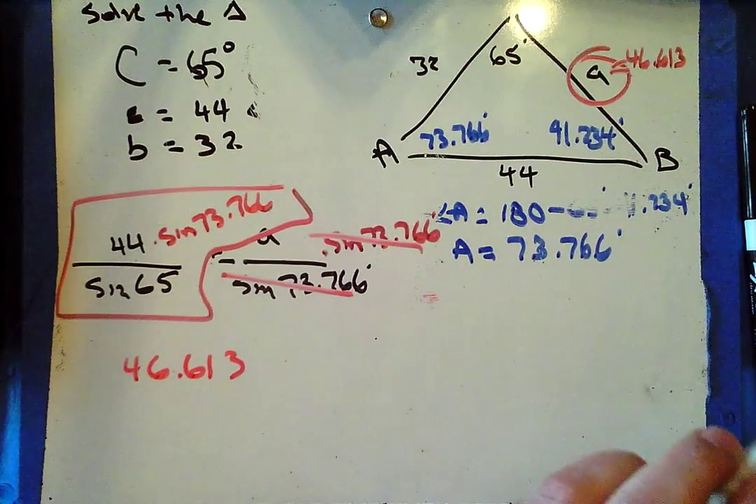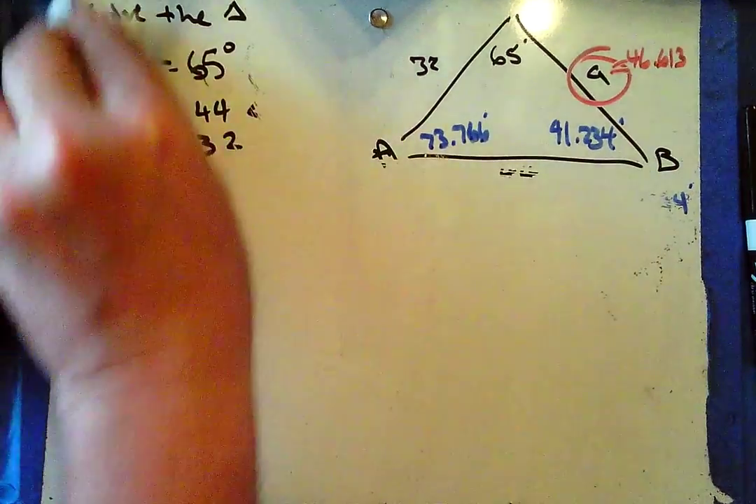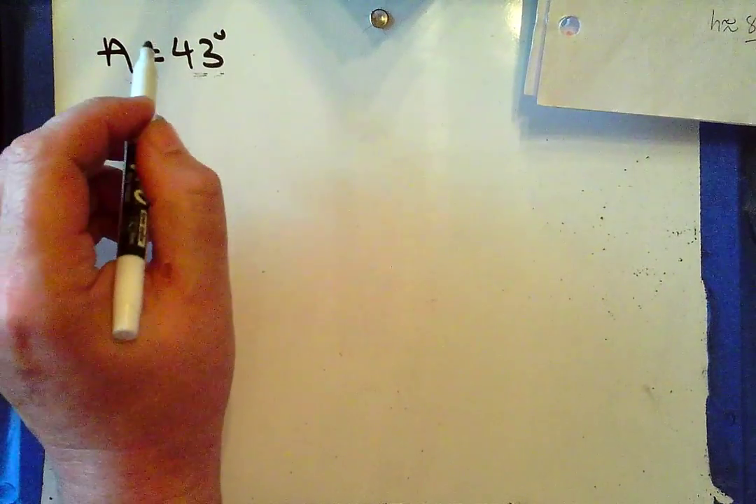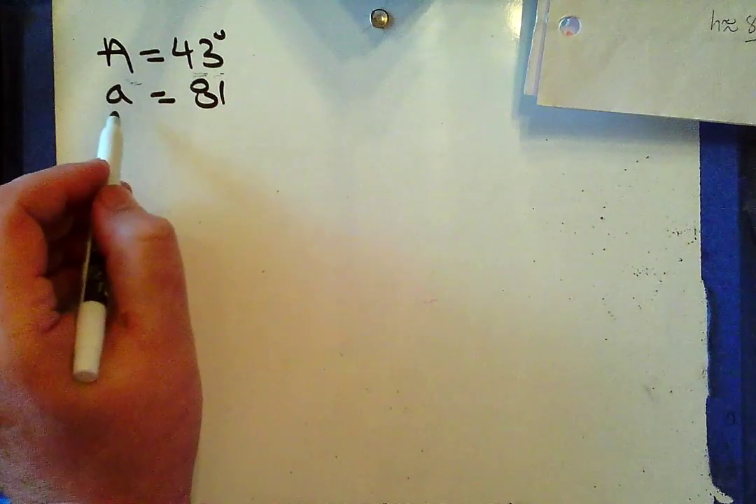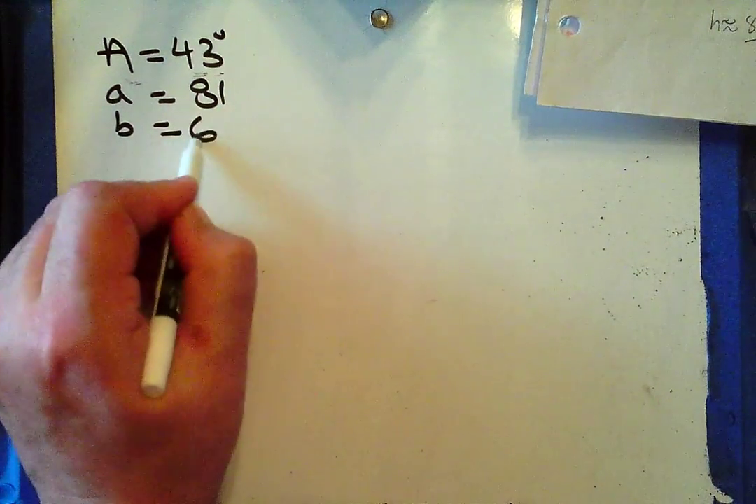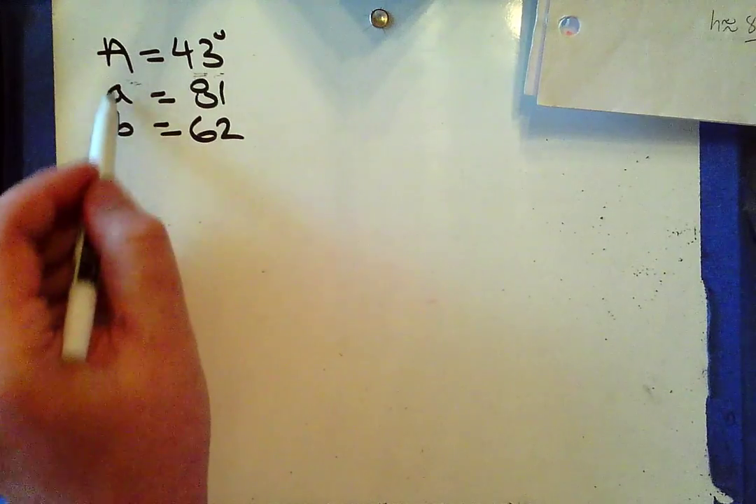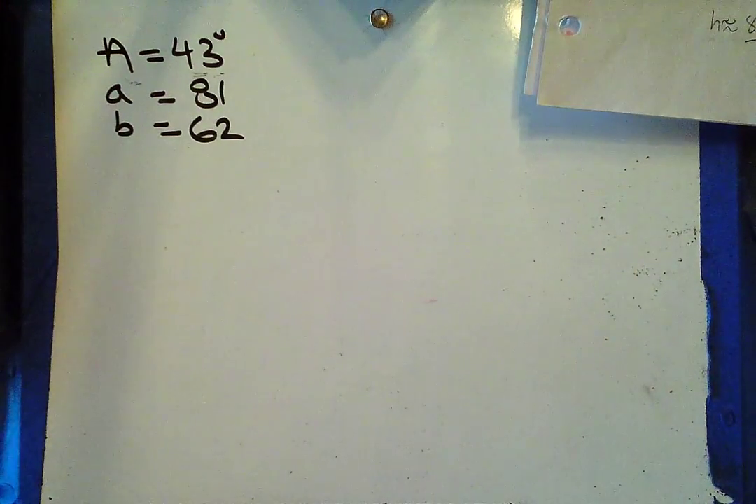Okay? So here was law of sines with one solution. Let's take a look at another one. A equals 43 degrees, little a is 81, and little b is 62. Okay, so these are side lengths, there's an angle, I have an opposite side angle pair, so I know I'm using law of sines.